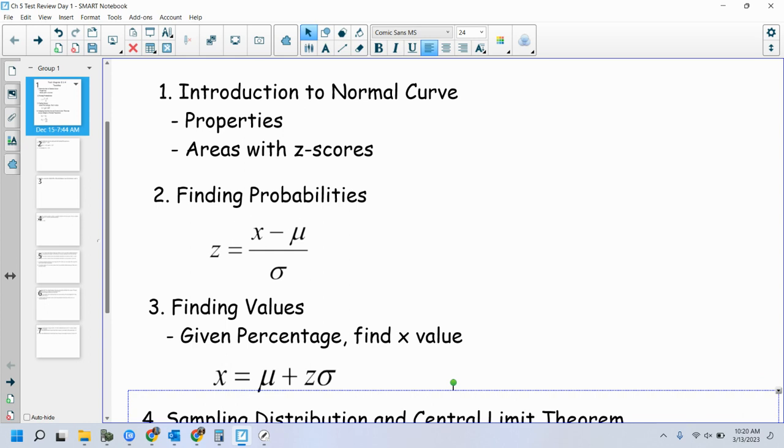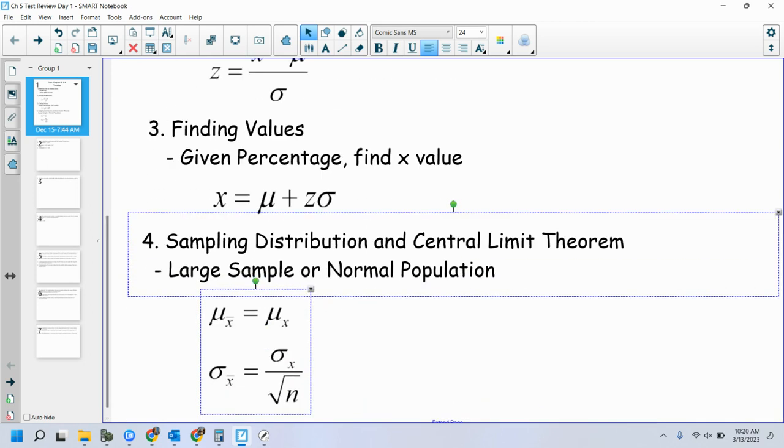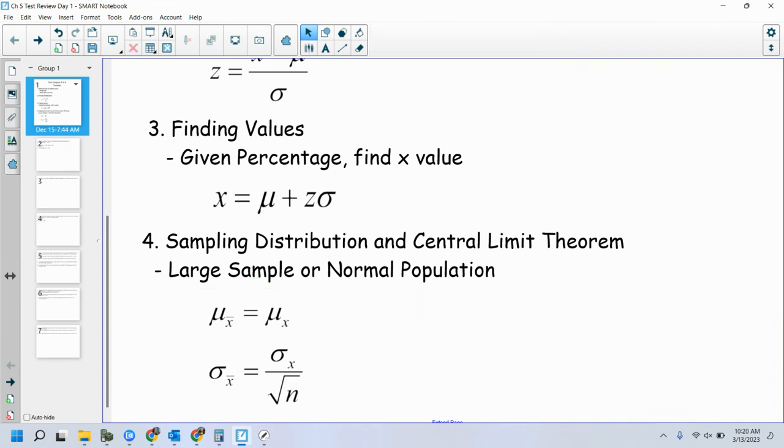Section 5.3 is kind of like the reverse of section 5.2, where now, starting with a probability, what would be the x value that pertains to that probability? Given the percentage, find the x value, and the formula there is x equals mu plus z sigma. That will give you the x value for any certain percentage. Remember, you start with the percentage, say 95%.